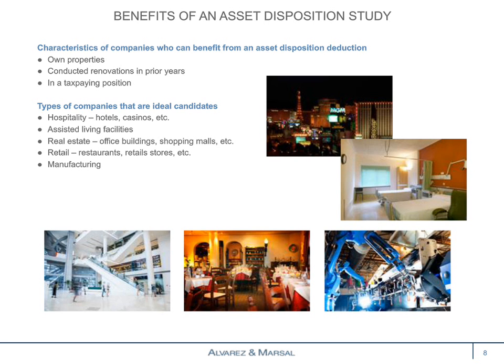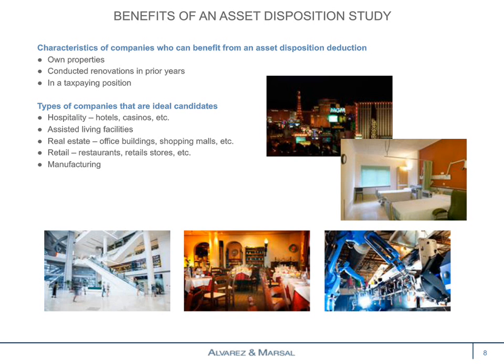And we put some photos up there, and if you look at the photos at the top, the Las Vegas Strip, casinos and hotels are excellent candidates for this. The next photo is an assisted living facility. And if you start to think about the characteristics of casinos, hotels, assisted living facilities, they really personify the three primary characteristics in that there's ownership of properties, there's usually continuous renovations, and they're in a tax-paying position.